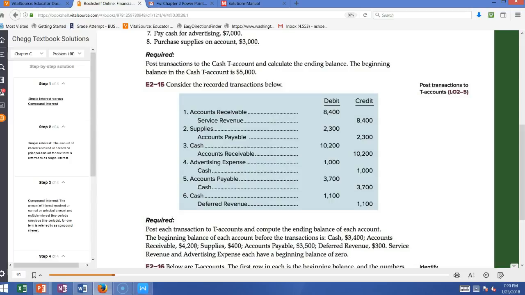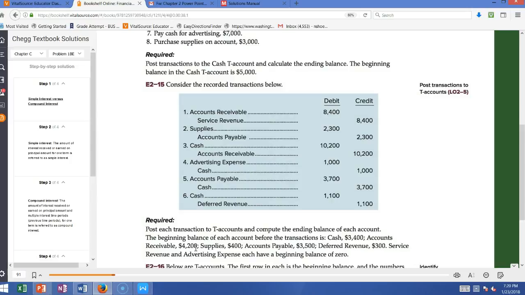Deferred revenue is what? A liability, credit. Service revenue, what is that? A revenue account, credit. Advertising expense, an expense account, which is a debit. So we start with putting in those balances, okay?